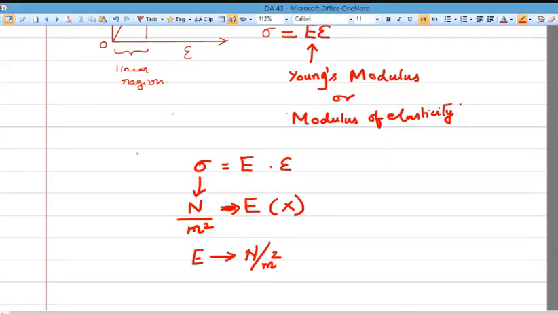Once again, stress is the product of Young's modulus and strain. The unit of stress is Newton per meter square. To find the unit of Young's modulus, you keep Young's modulus as it is, and strain has no unit. On the left hand side I have Newton per meter square, and on the right hand side I only have the term E, which has the units. So you can equate the units on both sides, and finally Young's modulus has the unit Newton per meter square.